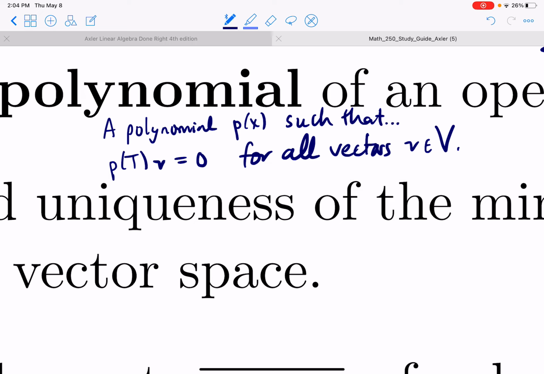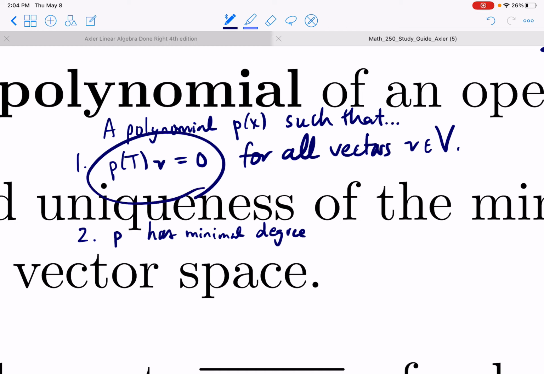What else? Such that (1) p of T v is equal to 0 for all vectors v. What else? Oh yeah, p has the smallest degree of all the polynomials for which this is true. So if you collect all the polynomials that are 0 on every vector in the vector space, choose one that has the smallest possible degree. P has minimal degree of all possible polynomials satisfying (1).